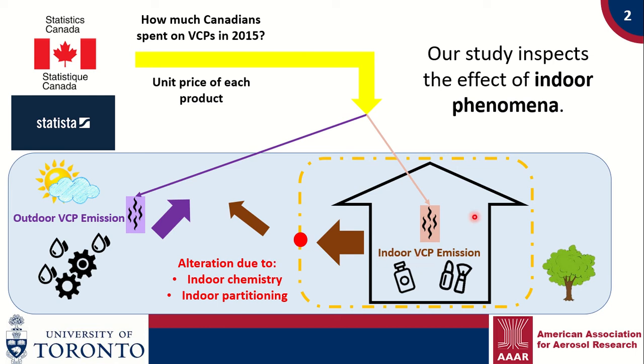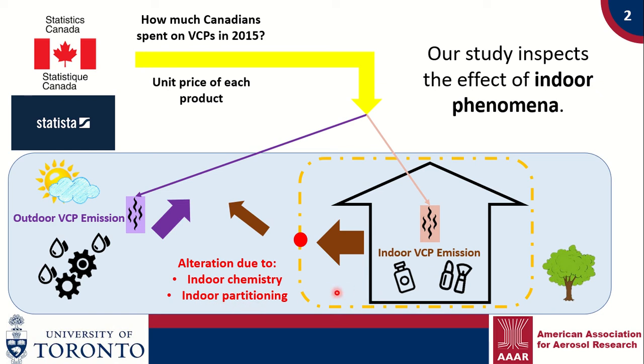As you may know, indoor spaces, because they have an elevated ratio of surface to volume, and also because of the lack of sunlight as is present outside, and limited air exchange with outdoors, have some differences from the outdoors in terms of air quality concentrations. And if we consider those implications for indoor VCP emissions, it seems that when VCPs are emitted in indoor spaces, these emissions, before they migrate outdoors and contribute to the ambient air quality, are somehow altered, both due to indoor chemistry and also indoor partitioning with surfaces.